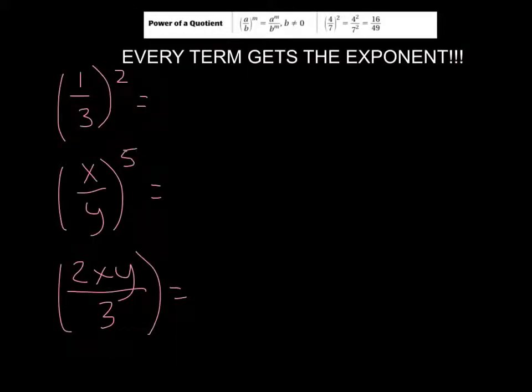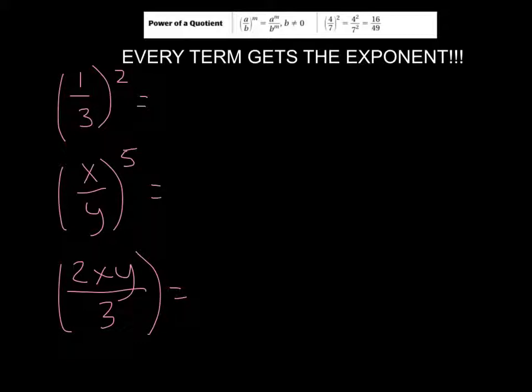So our last property here is the power of a quotient property. So this says that we're taking some quotient, we're dividing some term, a divided by b, and we're raising that to some power m. And again, just like the power of a power property, every term gets the exponent. So the a and the b both get the m power. So for the example here, we have 4/7 raised to the second power. So we need to raise 4 to the second power and 7 to the second power. And evaluating that, we get 16 over 49.